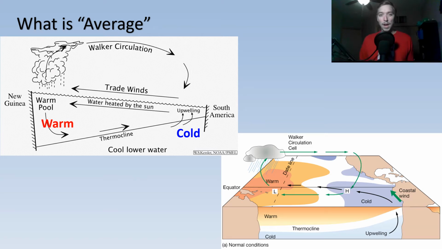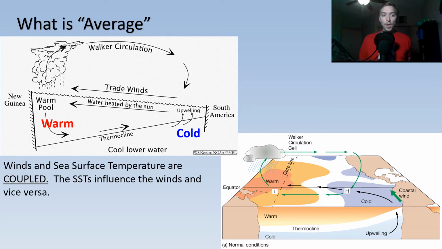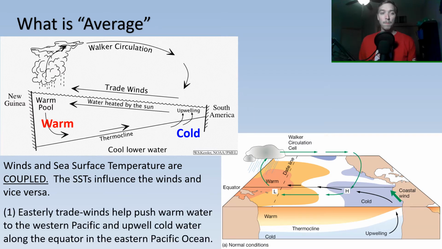Cycling back, we see upwelling along the coast of South America. The trade winds are pushing some of that water as well. Think of these big gyres that we talked about in the last lectures. So we've got this circulating trend here. Here, winds and sea surface temperatures are coupled. Sea surface temperatures influence the winds and vice versa.